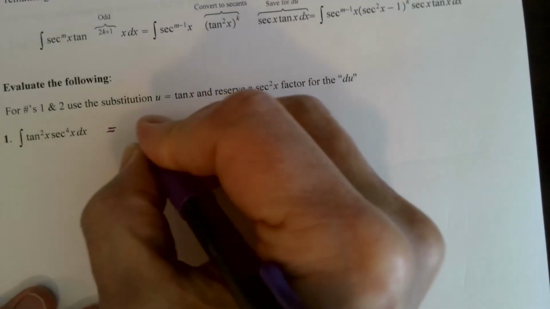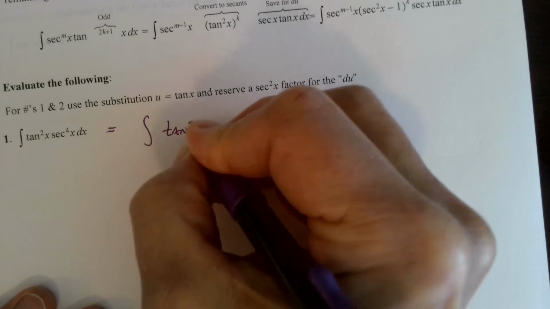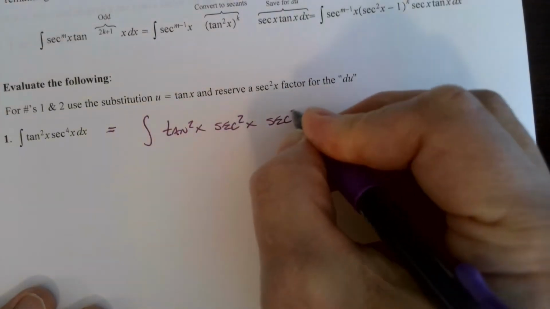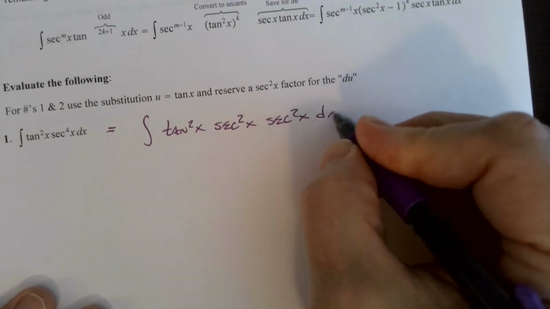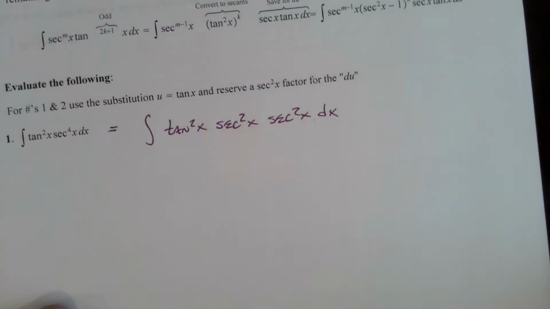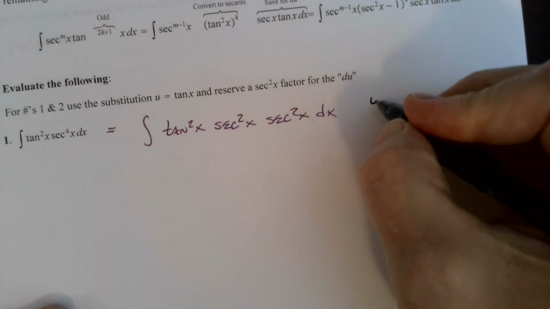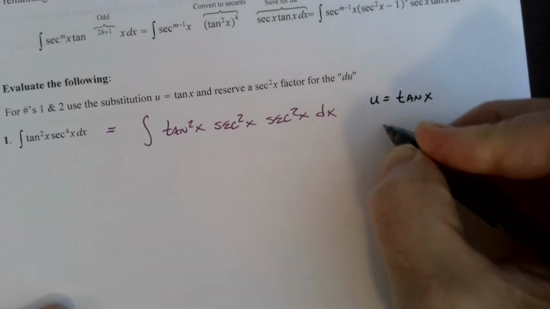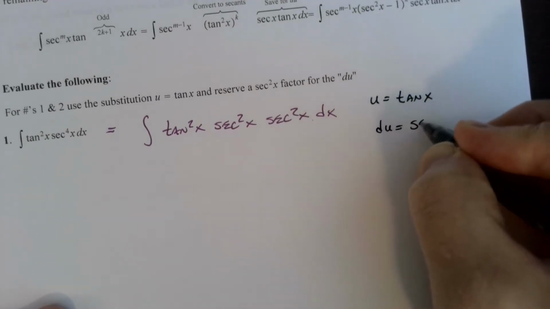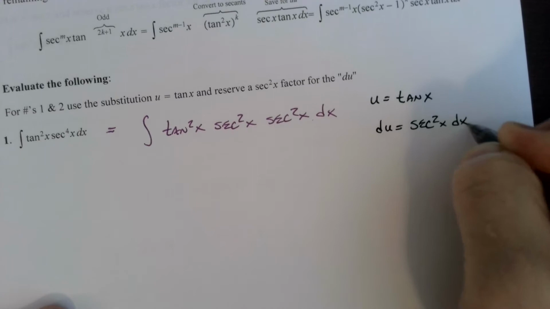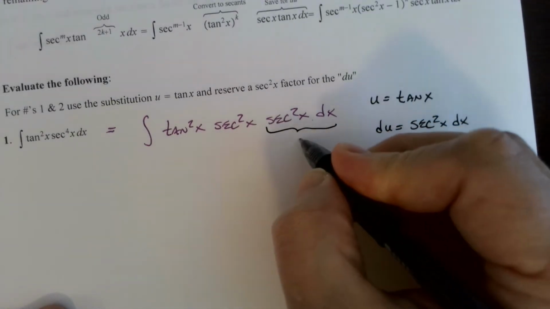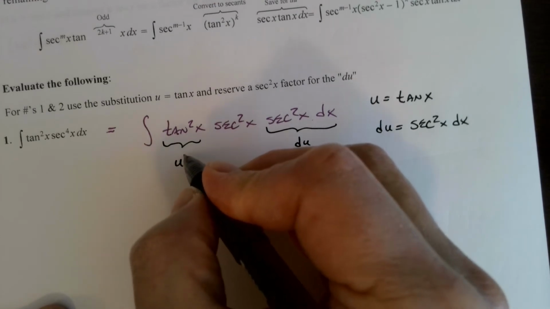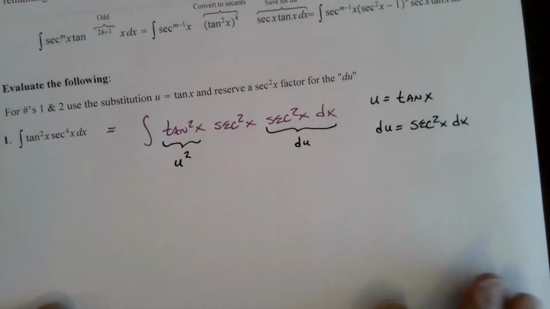What we're going to do is rewrite this as tangent squared x, and then I'm going to peel off one secant squared x factor, leaving, of course, secant squared x. So that's going to be for the du. In other words, I'm going to let u be tangent x, so my du is secant squared x dx. That's my du. Tangent squared x is u squared then, since tangent x is u.